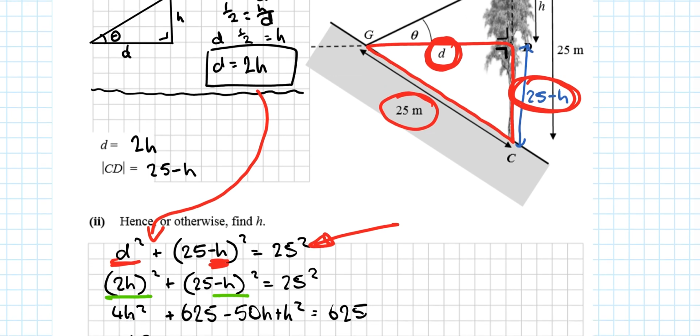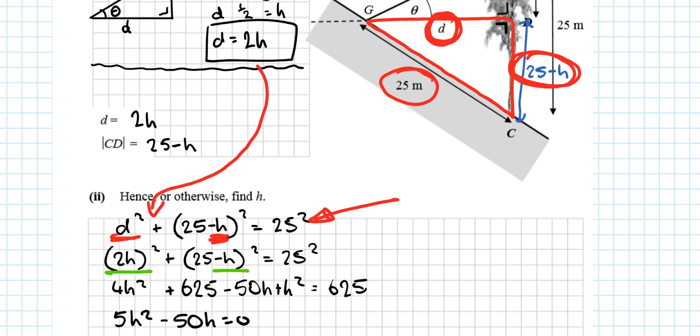Multiply it out. 2h squared is 4h squared. 25 by 25 is 625. 25 by minus h is minus 25h. Minus h by 25 is minus 25h. That gives us our minus 50h. Minus h by minus h is h squared. 25 by 25 is 625. Subtract 625 from both sides. Divide by 5 would give us h squared minus 10h is equal to 0.